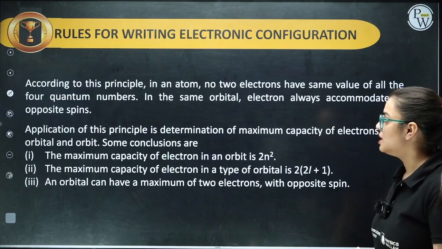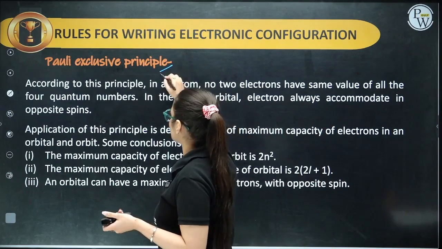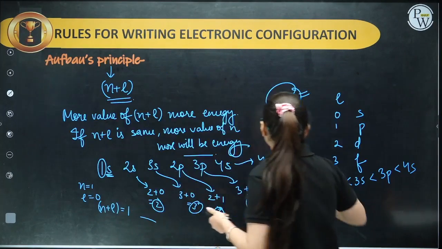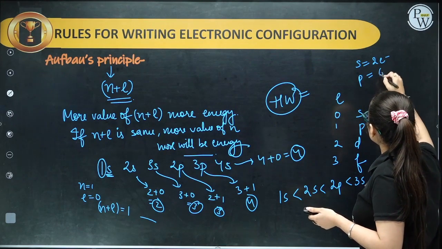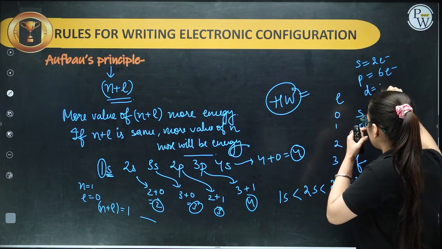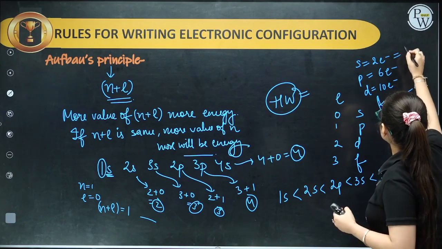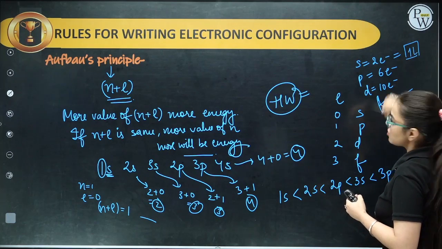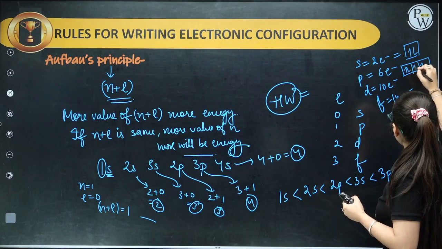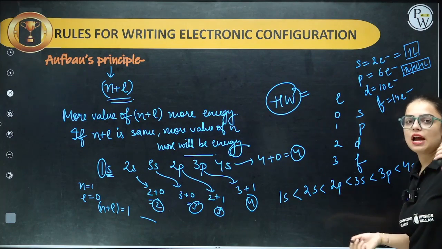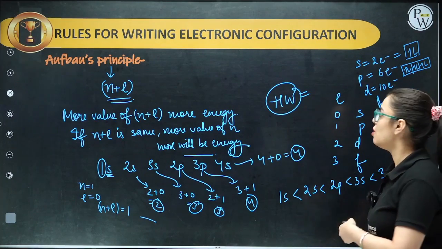Clear? Now students, the next rule for writing electronic configuration is the Pauli exclusion principle. Also one more thing, always remember: in s orbital maximum 2 electrons, in p orbital maximum 6 electrons, in d orbital maximum 10 electrons, and in f orbital 14 electrons. Because s contains 1 orbital, so 2 electrons. In p, 6 electrons, so 1, 2, 3, 4, 5 and 6. Similarly, in d, 5 orbitals are there, so 1 orbital contains 2 electrons, so 10. In f, 7 orbitals are there, so 14 electrons.